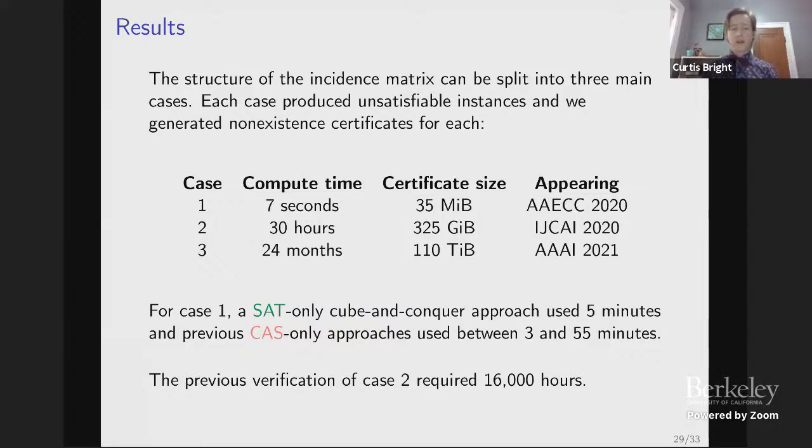The third case was the hardest. It took around 2 years altogether, but less than a day in real time because we farmed it out to a machine with 1,000 processors. The proof is quite large. The certificate was over 100 terabytes. This is in compressed DRAT format. But it can be checked, and we formally verified it with a formally verified proof checker.